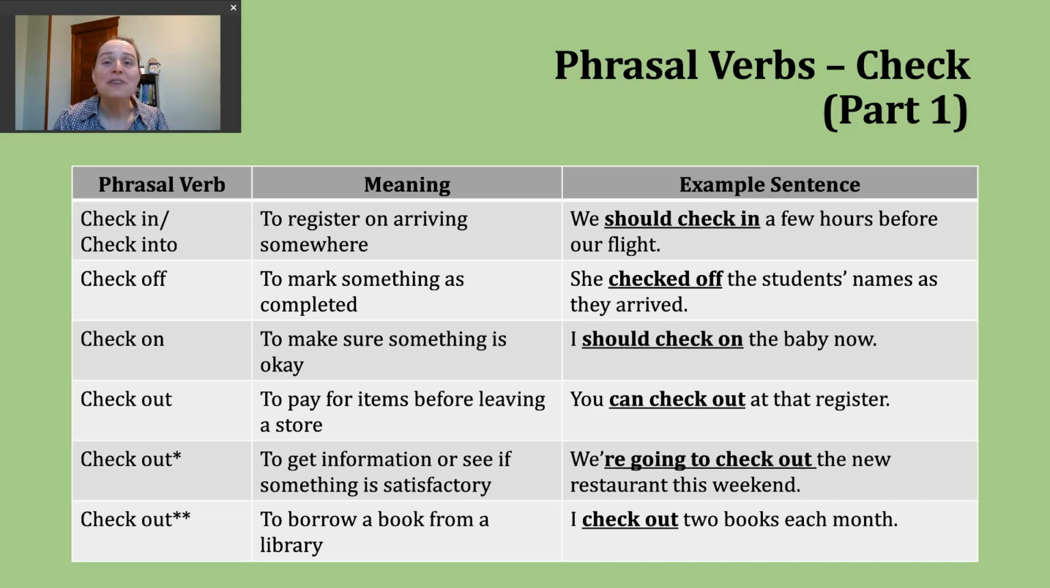Okay. Another phrasal verb to talk about is to check on. We use this to talk about making sure that someone or something is okay. Here's another example sentence. I should check on the baby now. Right? This is something parents do quite frequently. This is another modal giving advice.